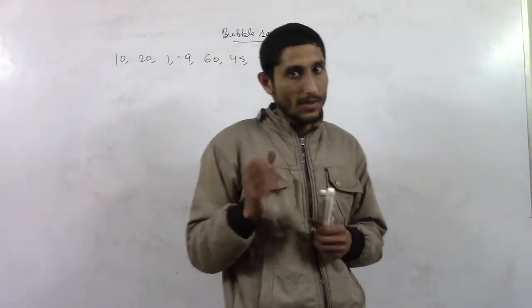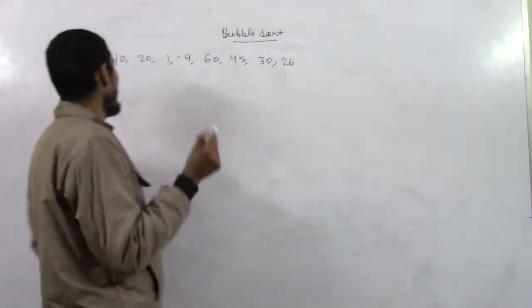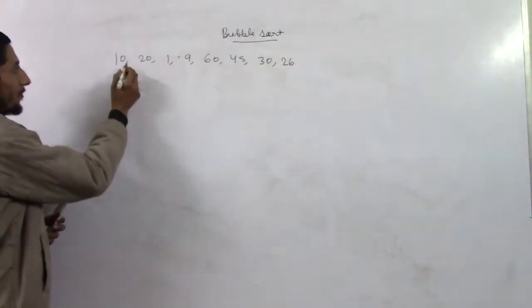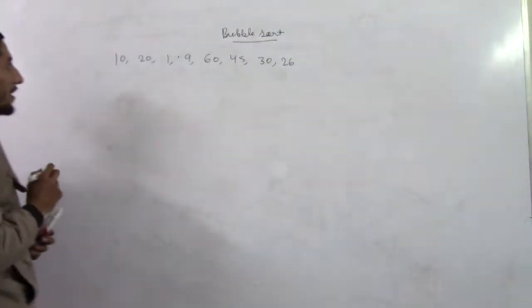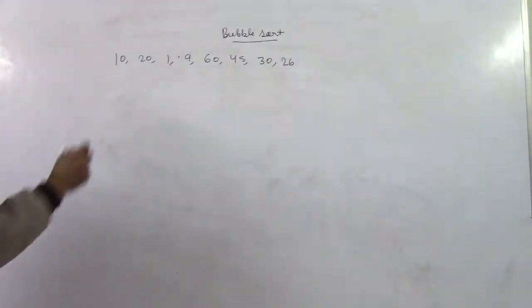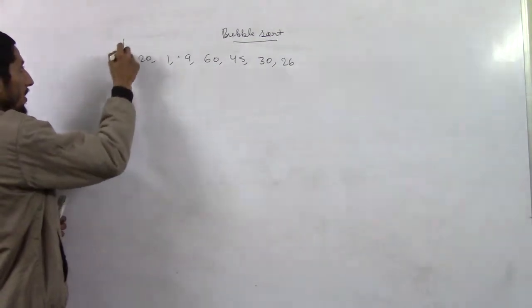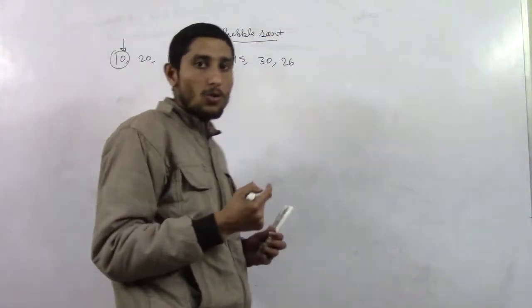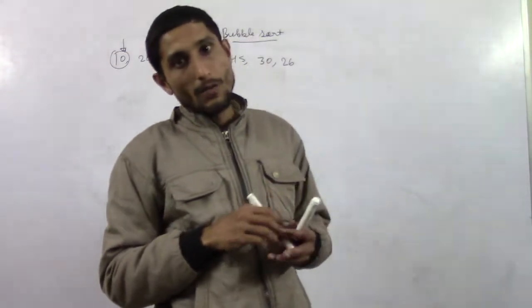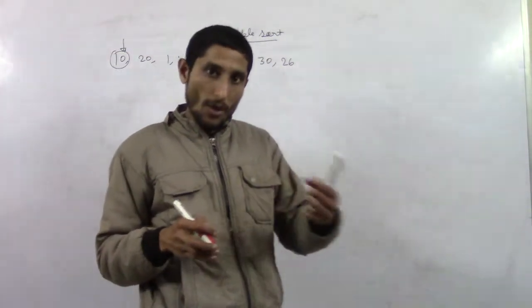Let me explain to you. Let's say A is an array having 1, 2, 3, 4, 5, 6, 7, 8 elements. What is the purpose? I will take a pointer at 0, and every time I am going to increase the pointer. And what I will do? I will compare the value at pointer and pointer plus 1.